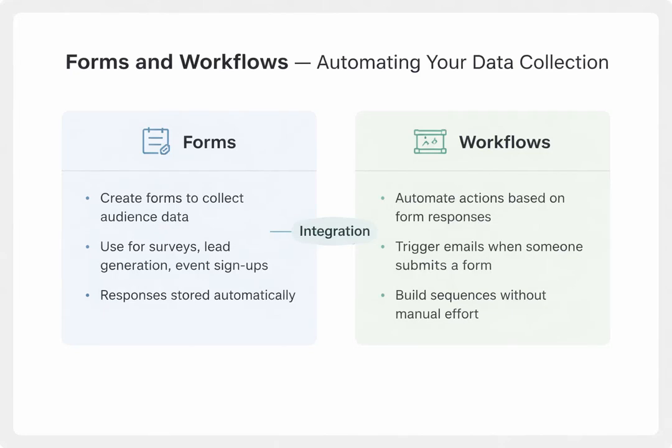The instructor wraps up this section by pointing to two more powerful tools available in most email marketing platforms: forms and workflows. Forms allow you to collect data directly from your audience. Email addresses, names, preferences, survey responses. You can embed these forms on your website or share them as links. Workflows, on the other hand, let you automate what happens after someone fills out a form. For example, the moment someone submits their email through your form, a workflow can automatically add them to a segment and send them a welcome email, all without you lifting a finger.